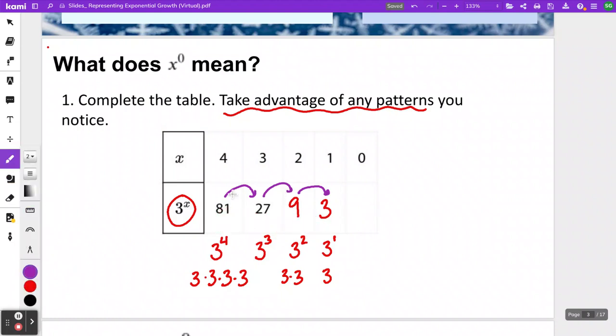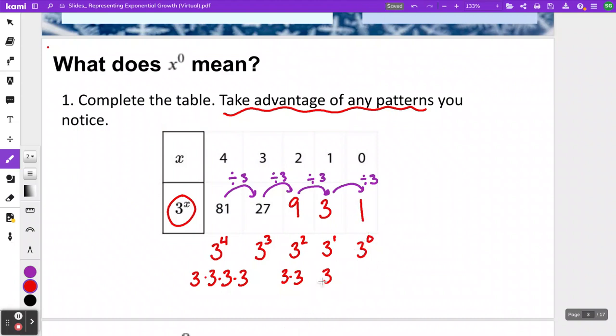And that pattern to go from an 81 to a 27 to a 9 to a 3, that pattern is each time we are dividing by 3. If I was moving the other way in my table, I'd be multiplying by 3. So going the opposite direction, I'm doing the opposite math and dividing by 3. That helps me know that for this last one here, if I do 3 divided by 3, that gives me my answer. And 3 to the 0 power must equal 1.